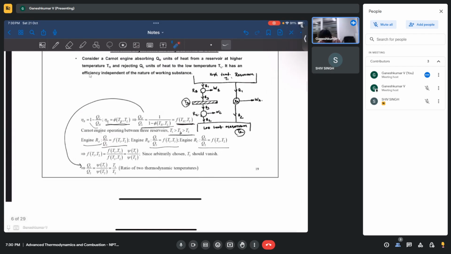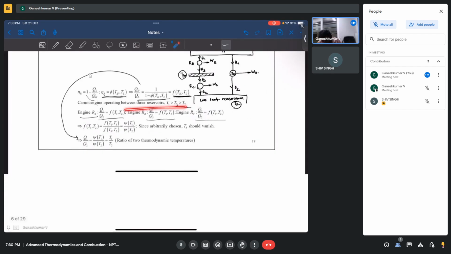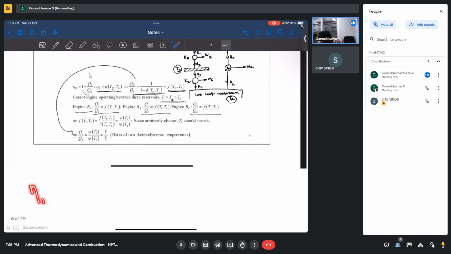So the Carnot engine is operating between three reservoirs. Engine A has Q1 and Q2. Efficiency of engine A will be 1 minus Q2 by Q1, because it is the lower heat over the higher heat. So the efficiency of heat engine A is 1 minus Q2 by Q1, which means it is a function of some T1 and T2. We still don't know whether you can replace Q2 with T or not.